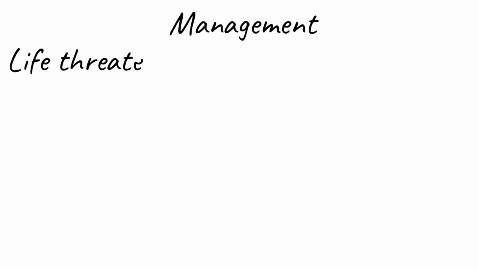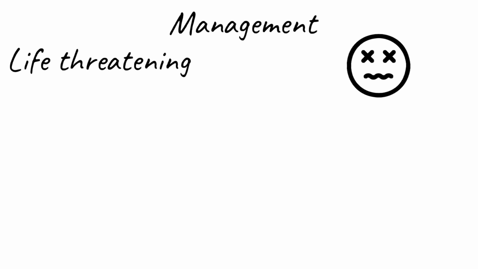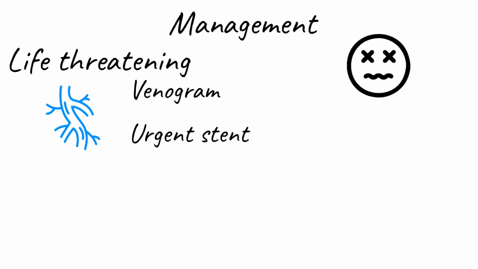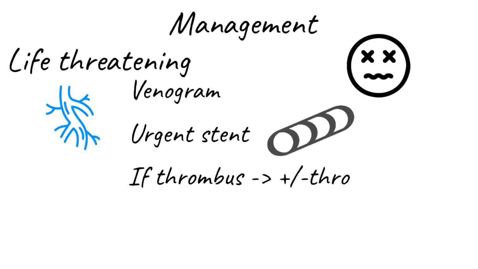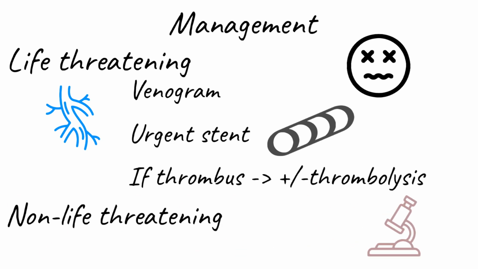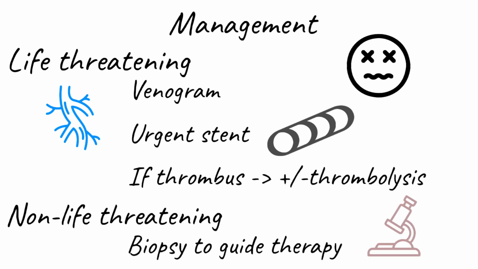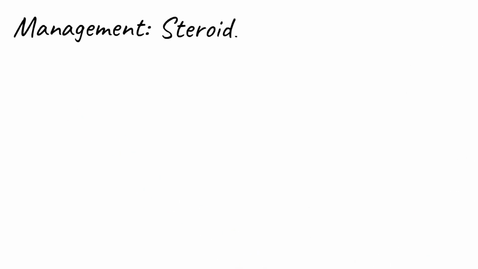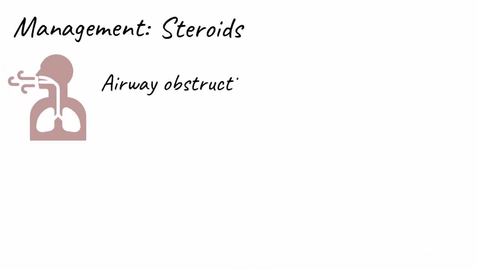If the symptoms are life-threatening, meaning that there is airway obstruction, hemodynamic instability, or altered mental status, we will get a venogram and an urgent stent placement, and we will thrombolize if necessary. If the presentation is not life-threatening, then we will get a biopsy to guide therapy. We will use steroids if the airway obstruction is not amenable for stenting.